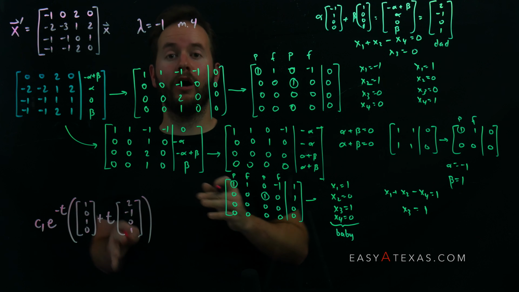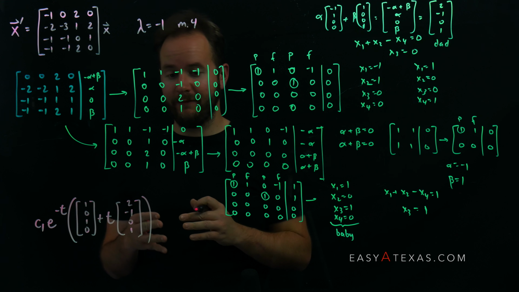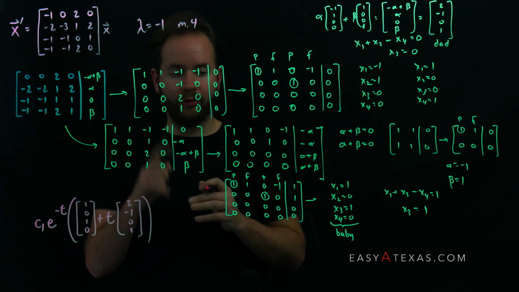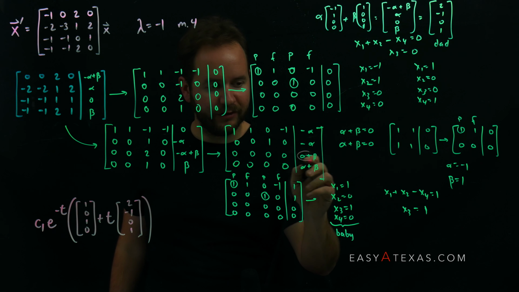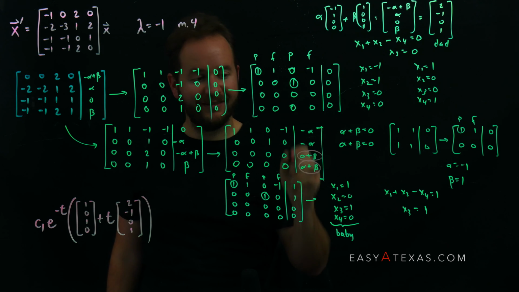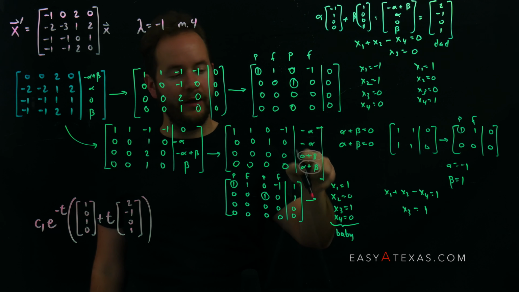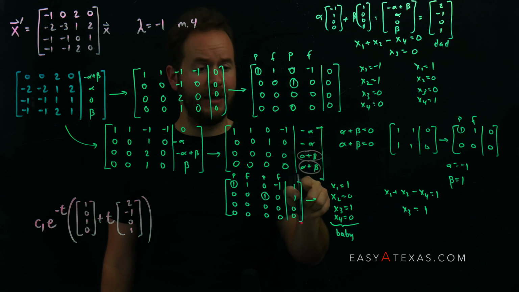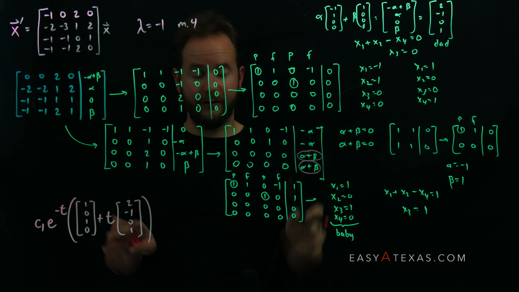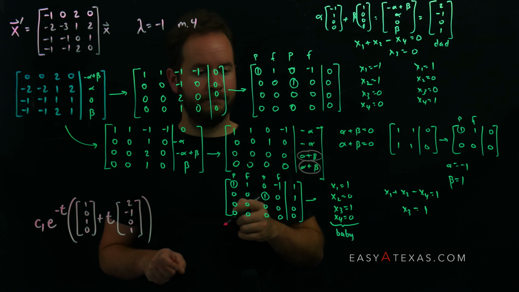That is the long, arduous process of doing a generalized eigenvector in the case where we have a non-zero expression over here on the right. That is to say, sometimes we get 0 over here, but in this case, we got some alphas and betas. The process will be totally different when I get 0 over here.